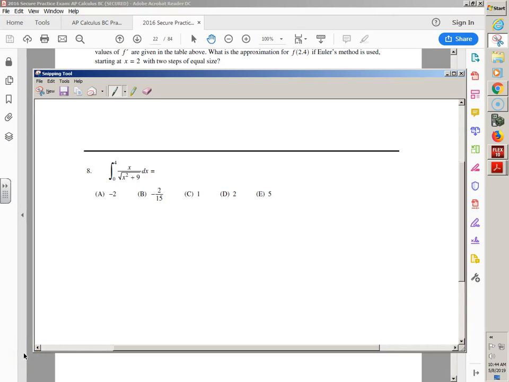Okay, so looking at number 8 for Wednesday. My first thought would be arctan, but there's a square root, so no arctan. Second thought would be trig sub. Trig sub's always a last resort if u sub doesn't work.